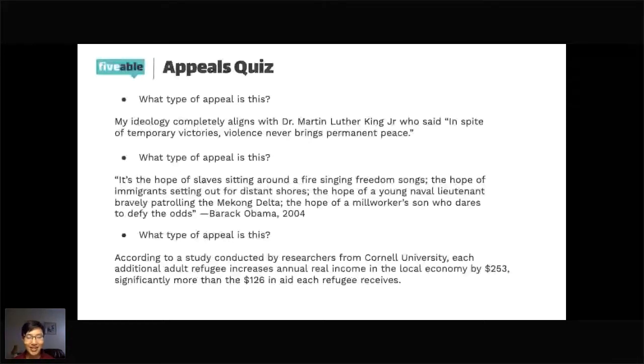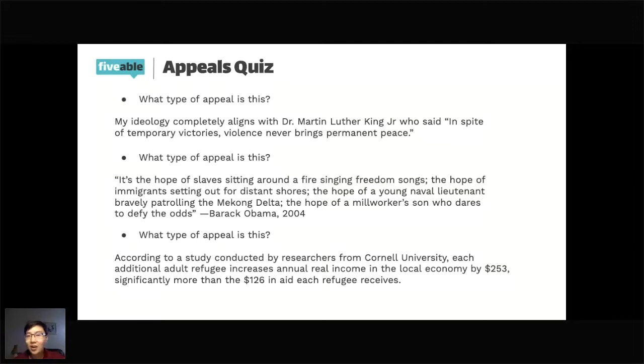Yeah, it's logos. And the reason it's logos is because they're citing some kind of study to back their assertion. In this case, maybe there's an article about refugees and how people believe that refugees take away from our economy. And the study from Cornell says that that's not true, and that each additional adult refugee, because they pay tax revenue, increases annual real income. Fun fact.